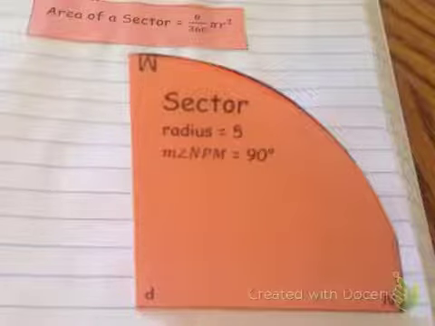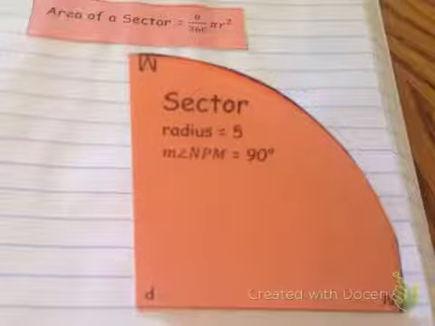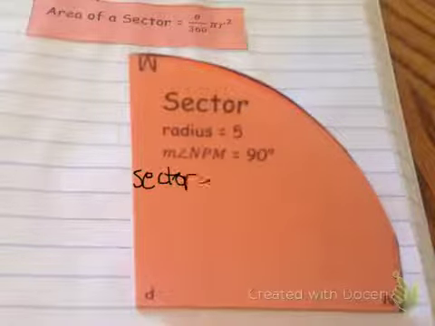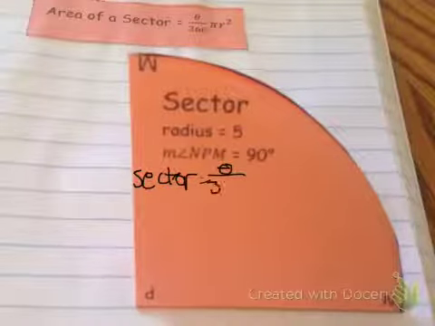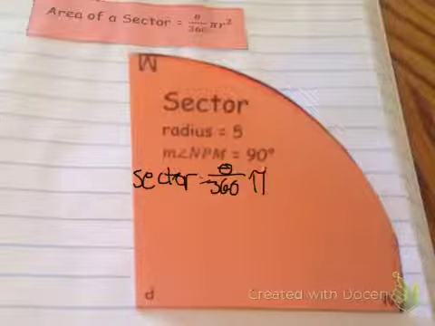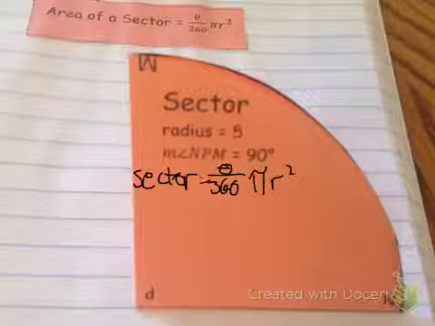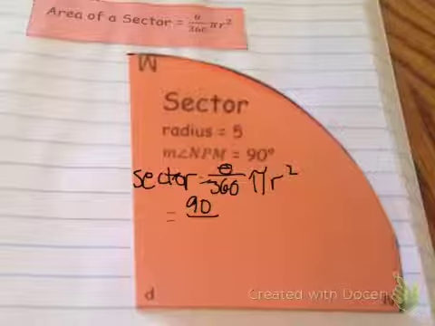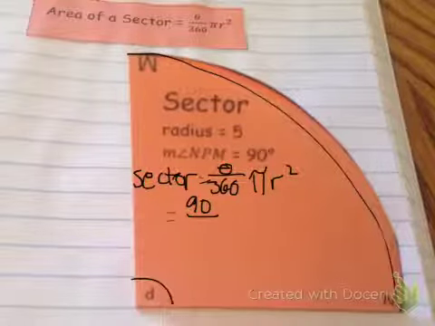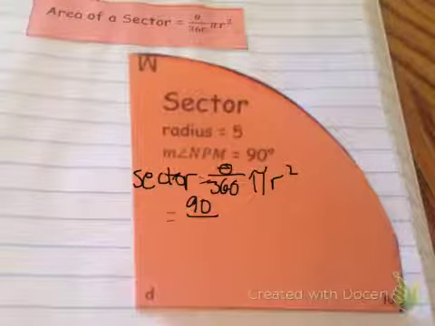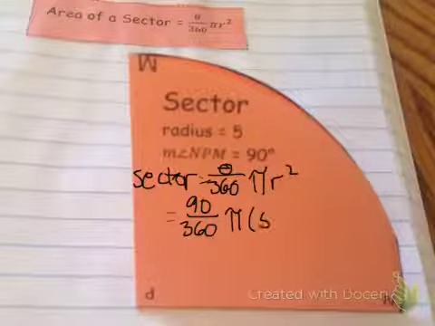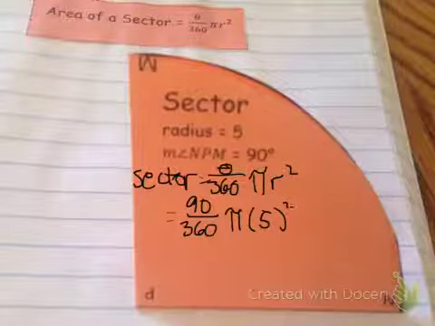Now let's see if we can find the sector that's 1/4 of the circle. And we've got a note here that the angle of NPM is 90 degrees. So we're going to use that. Let's go ahead and write our formula down. To find the sector, we're going to use theta over 360 times our area, which is pi r squared. And theta is 90 degrees. You can think of it as either the arc or the angle. So 90 over 360 times pi 5 squared.